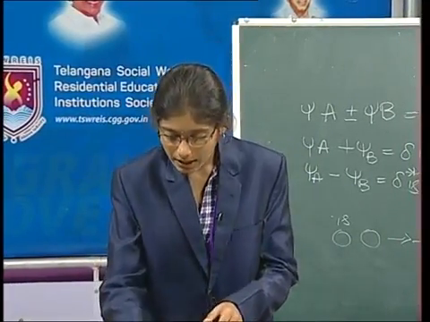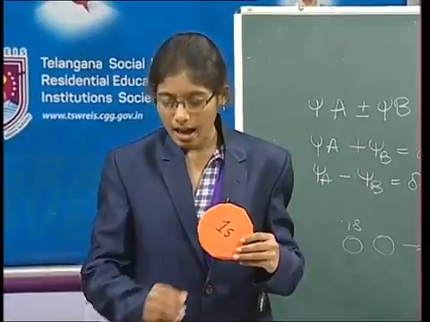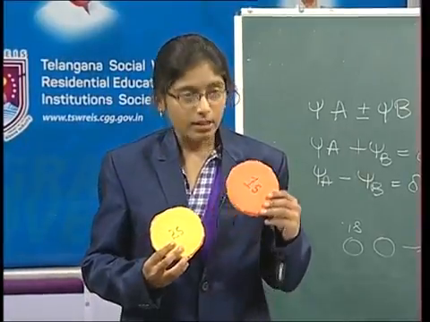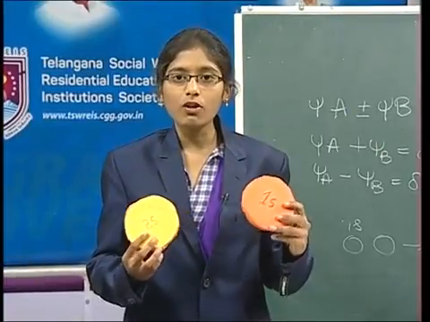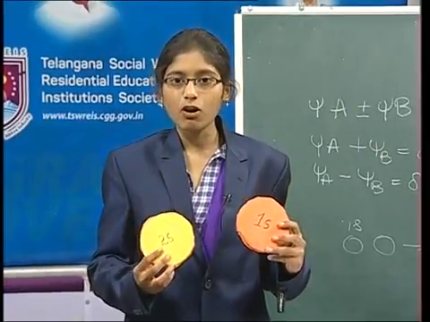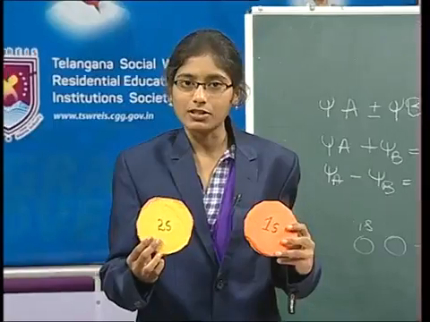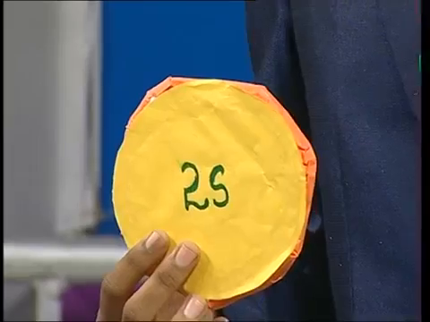For example, here is a 1s orbital and here is a 2s orbital. This 1s orbital does not combine with this 2s orbital because of their different energies, because the 2s orbital has greater energy and the 1s orbital has less energy.